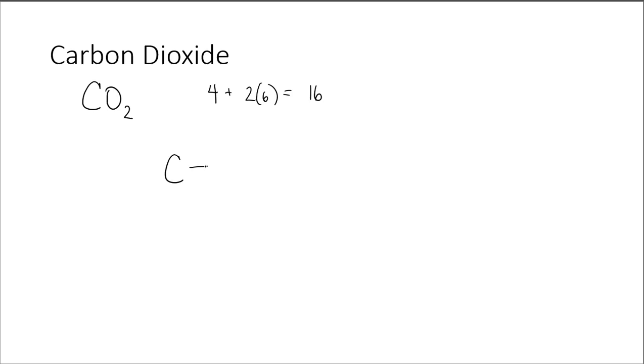Carbon is the central atom. Bond to each one of the atoms. That takes care of 4 electrons. Fill in octets from the outside in. So 2, 4, 6, 8, 10, 12, 14, 16. Okay, so we've got all of our electrons taken into account. We can't use any more.